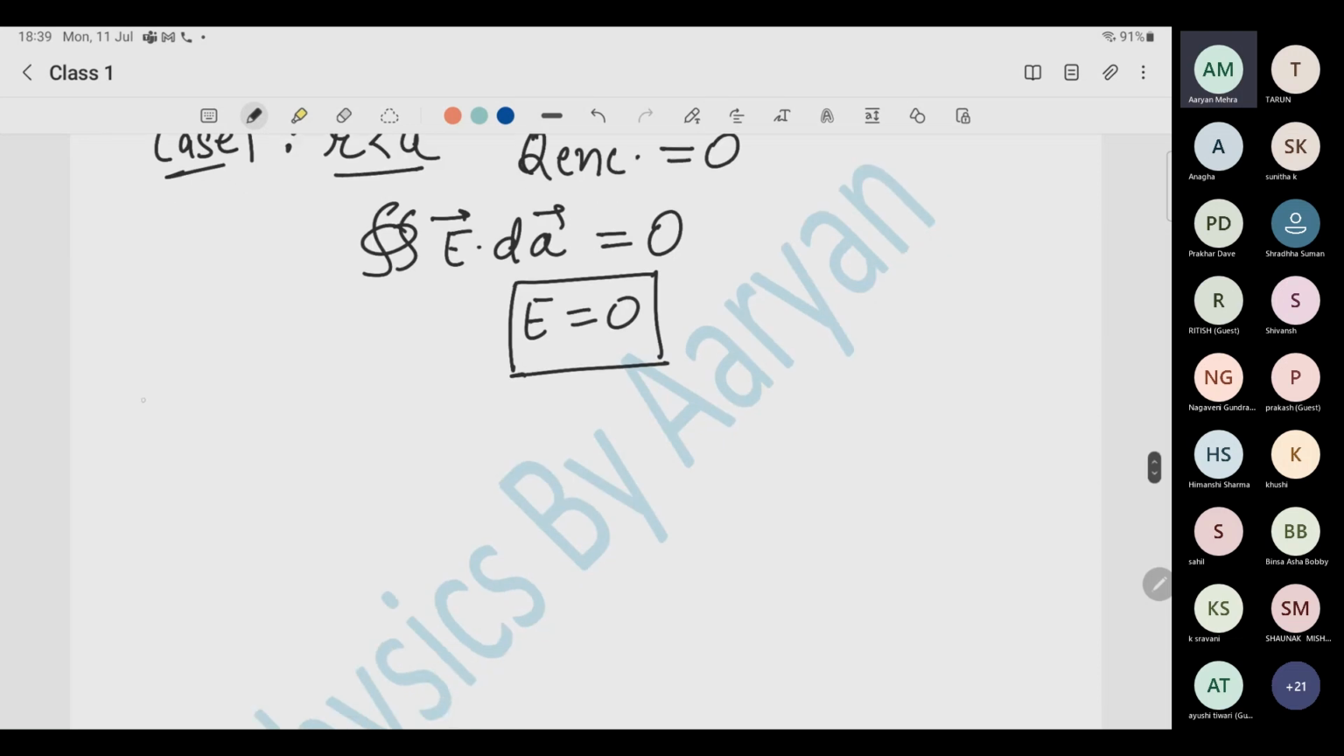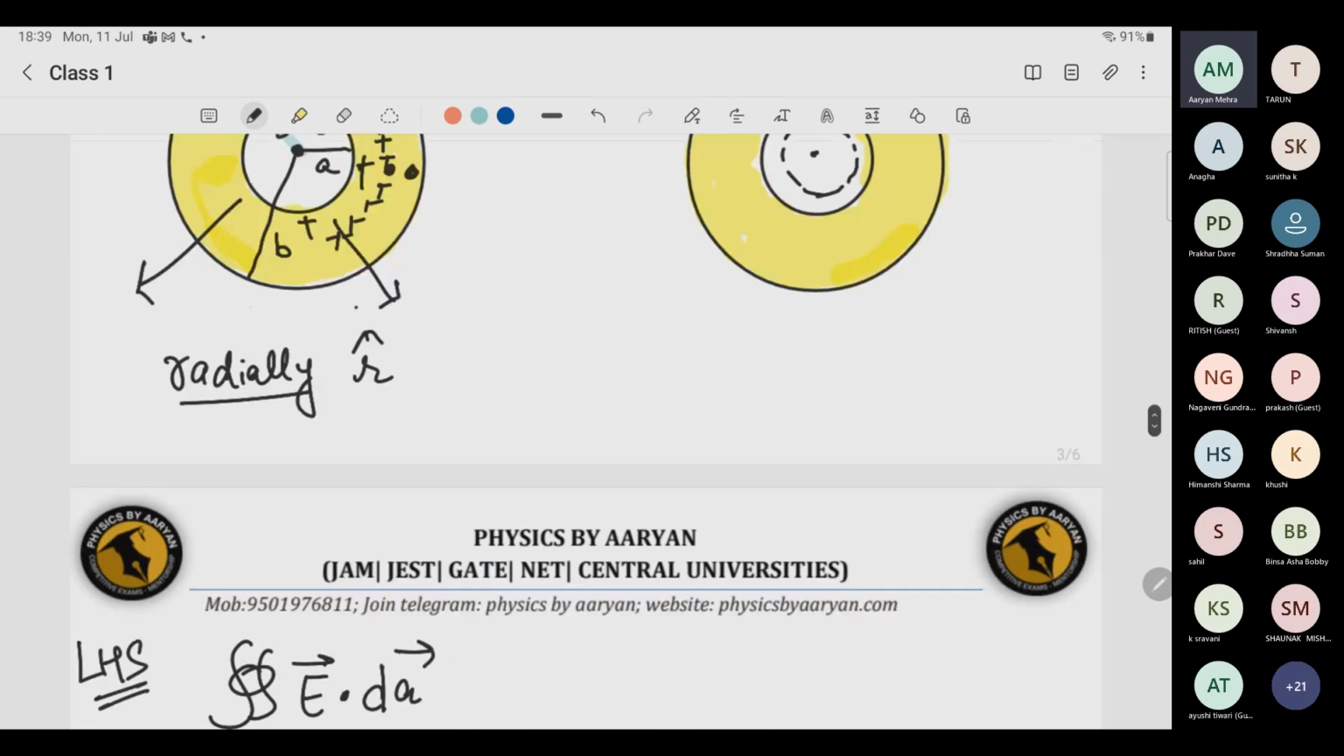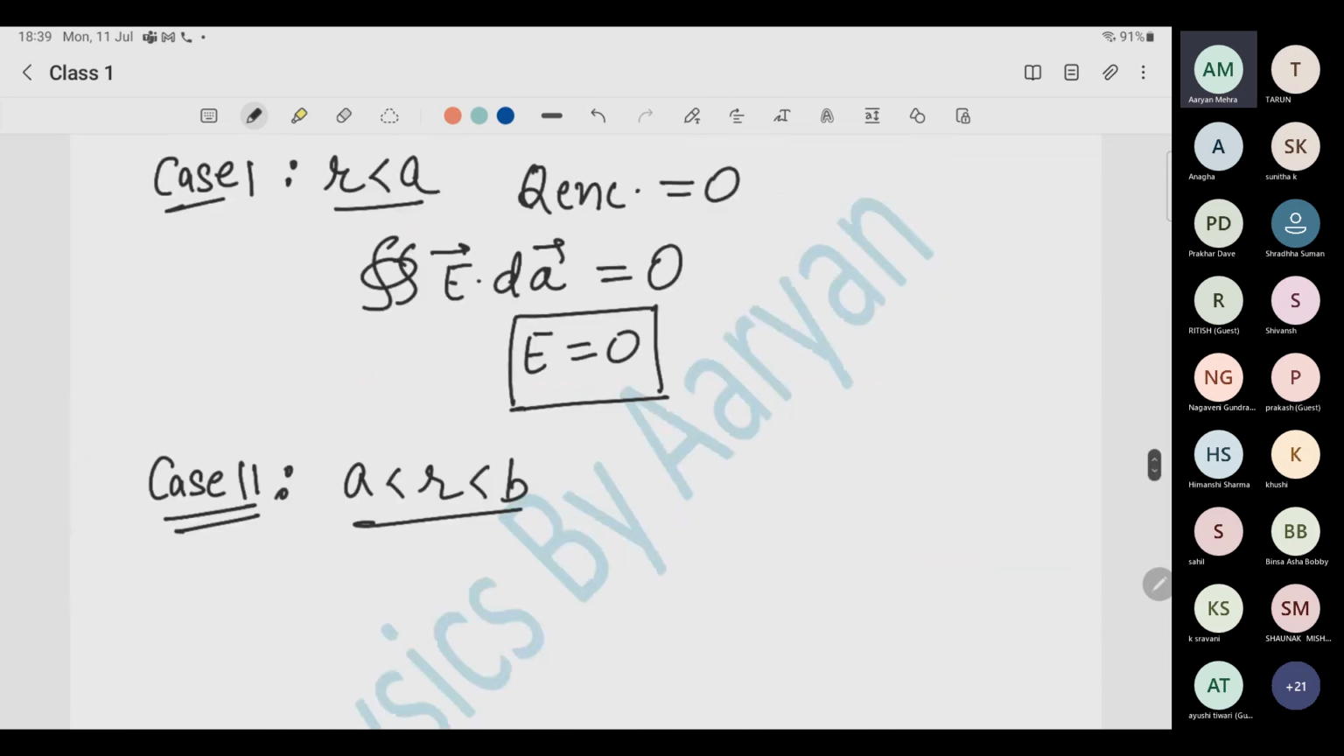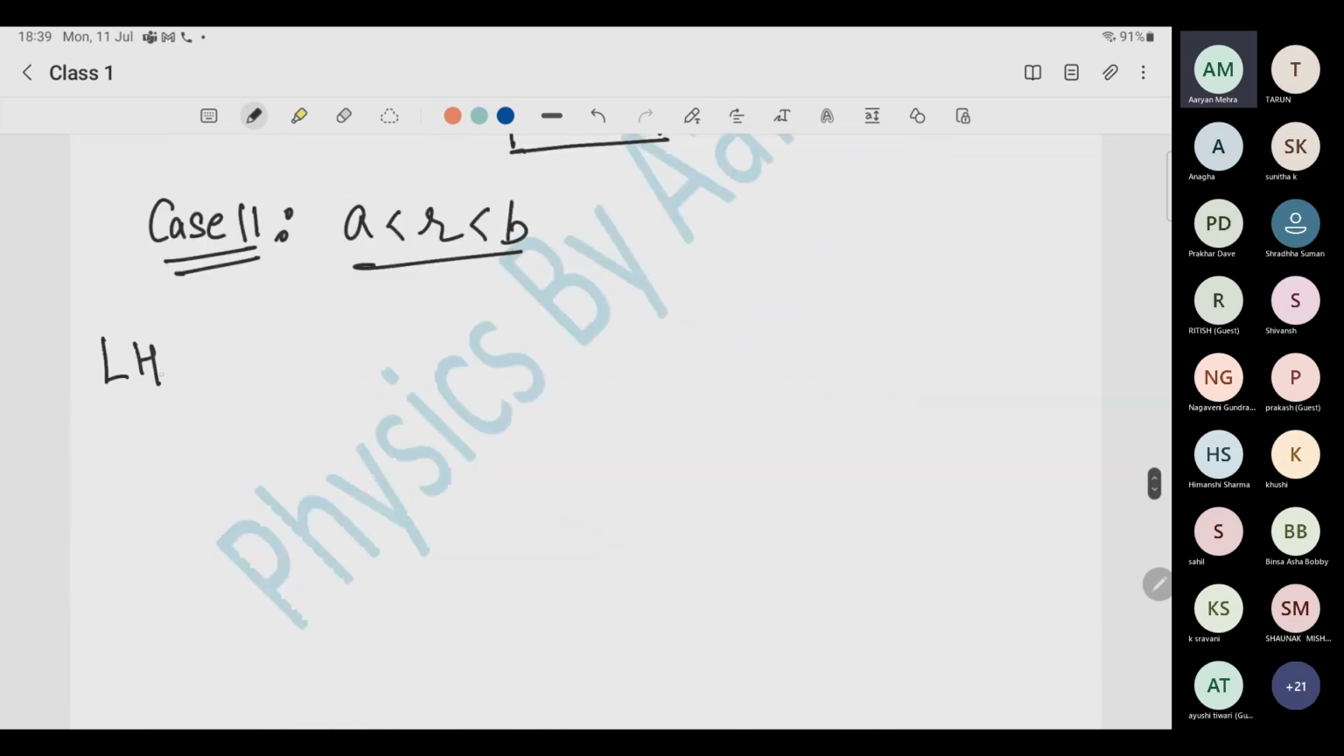Okay, now case 2. Case 2 is the most important, and this is the case for which I have actually introduced you to the spherical polar coordinates. Your r is in between. Now we have to find the electric field at this point. So we draw a Gaussian sphere in such a way that this point comes on the surface of the sphere. Now first we need to solve the LHS, left hand side, E dot dA.